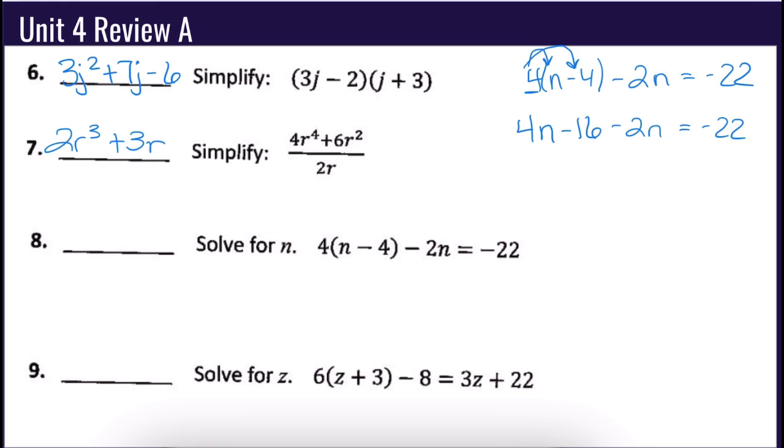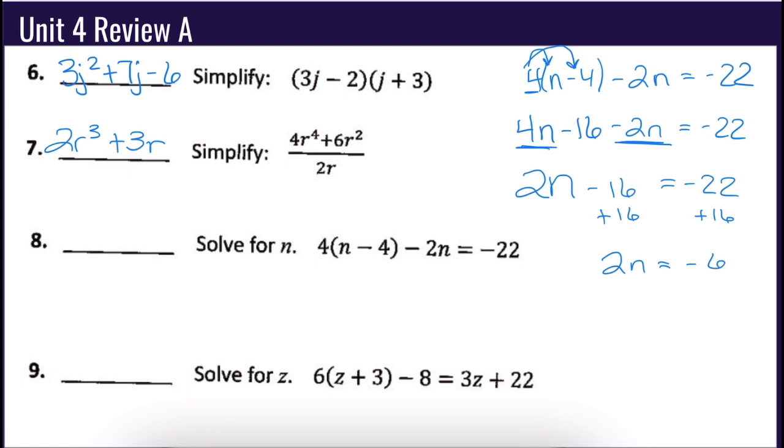Now we can do some combining like terms. 4n minus 2n. So we keep the n and we do the math with the numbers. 4 minus 2 gives me 2. Then that minus 16 just comes straight down. And now we're just back to a 2-step equation. So we're going to get rid of the constant first. We're going to add 16 to both sides. And that's going to give me 2n equals negative 6.